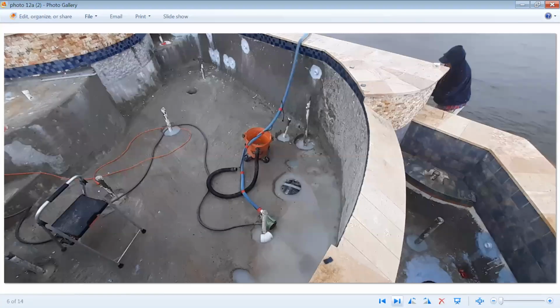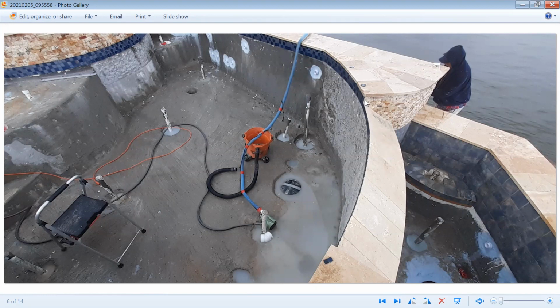Now this pool is under construction, or was under construction at the time. We used the Light Streams glass. It looks very dull here. What gives it its beautiful iridescence is, of course, the sun.